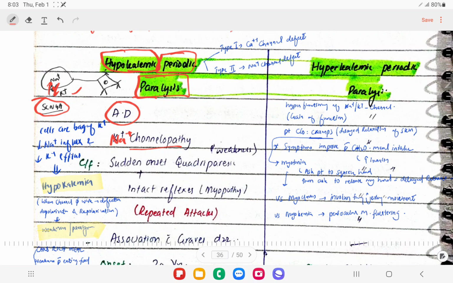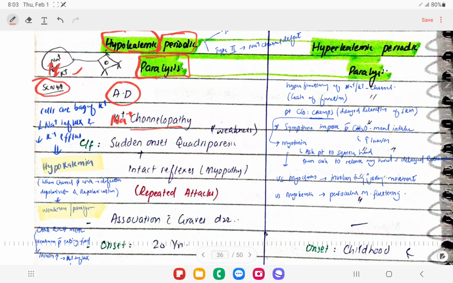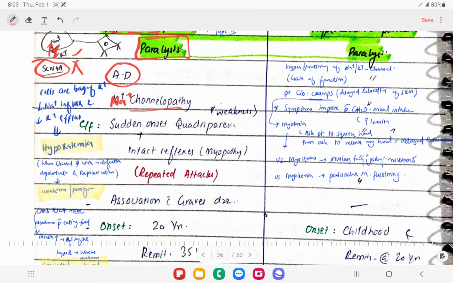Usually we say that cells are a bag of potassium, right? So there is maximum concentration, 135 to 145 milliequivalents of potassium, present within the cells. Outside, in the blood, the potassium concentration is about 3.5 to 5.5 milliequivalents, right? So when there is decreased efflux of potassium, there will be hypokalemia. When this channel is defective, there will be hypokalemia, right?